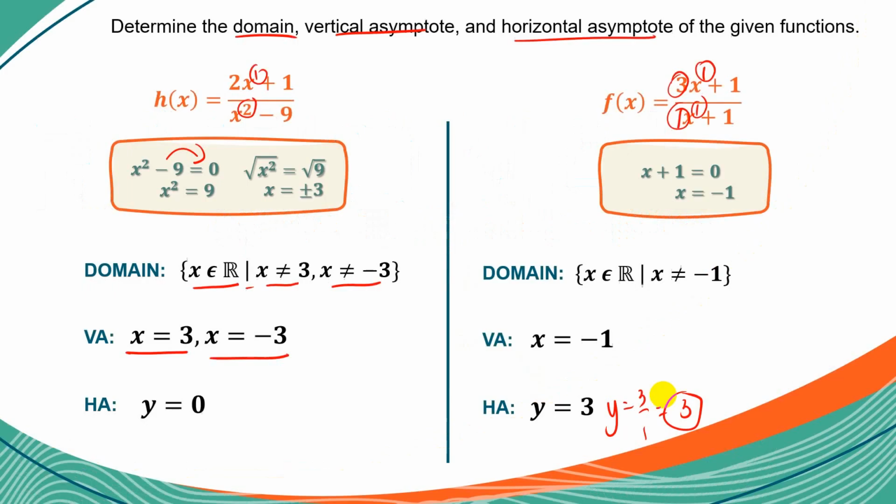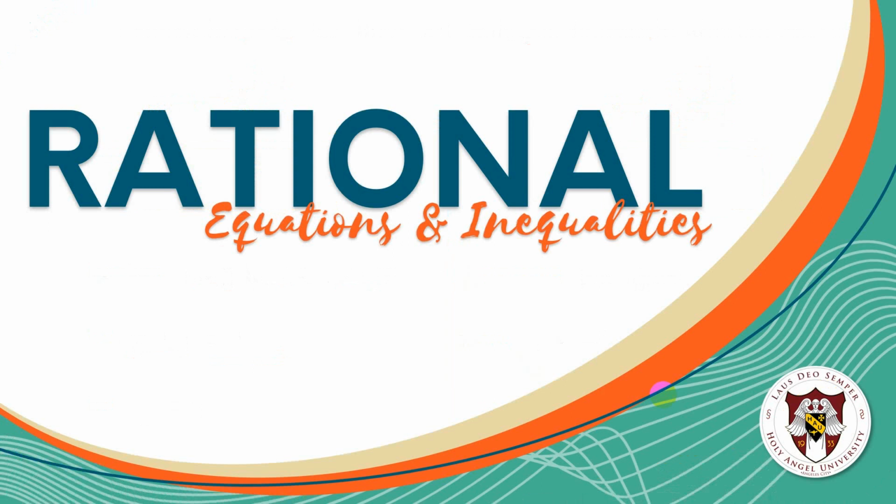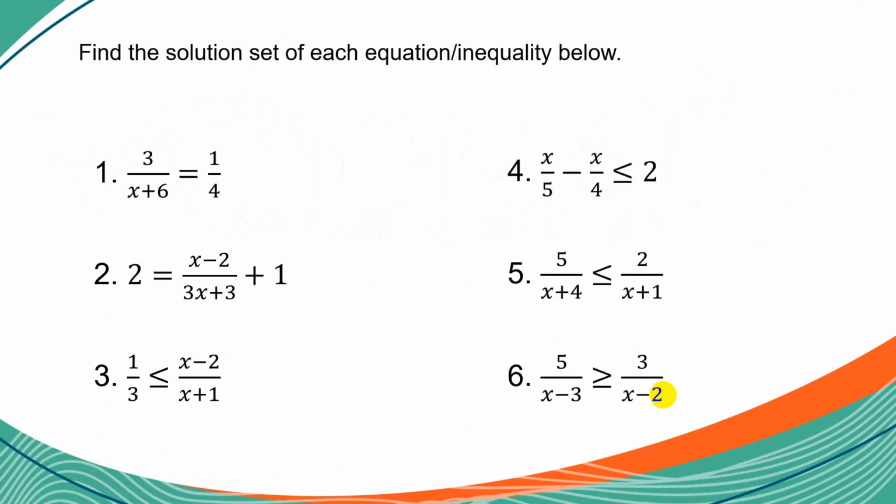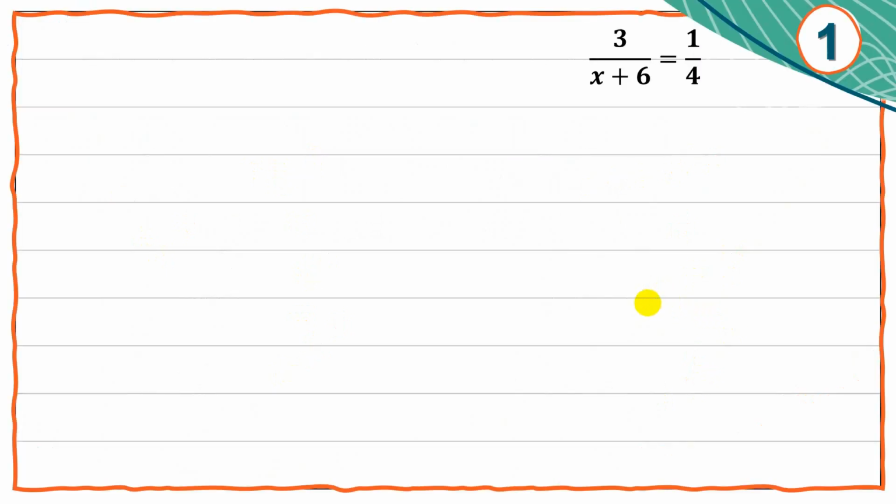Okay, now let's have rational equations and inequalities. So how do we solve for the solution set or the value of x for each rational equation or inequality? So let's solve the following. Find the solution set of each equation or inequality below. So we will be solving them one by one. We have two equations. We have four inequalities. So as you can see, we have an inequality symbol for each. Now let's solve for the first one.